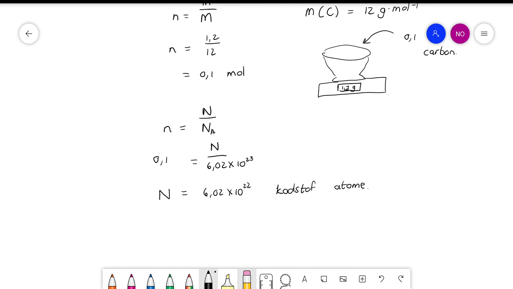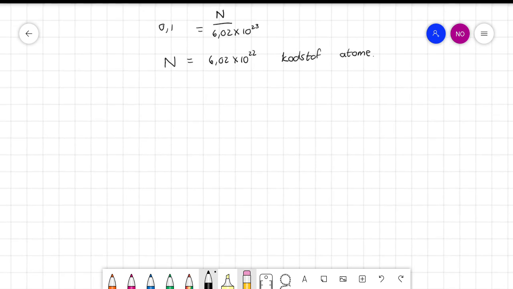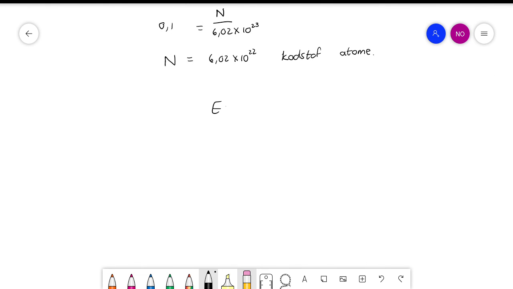Okay, goed. Vir huiswerk gaan julle vir my doen. And you guys can start right now. Exercise 21. On page 278.